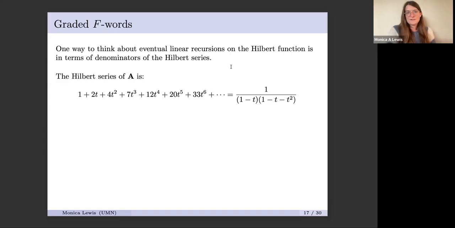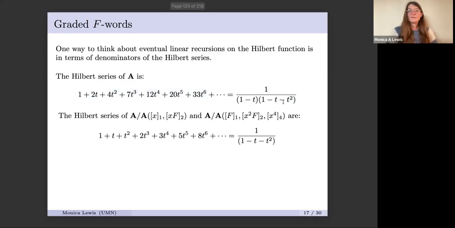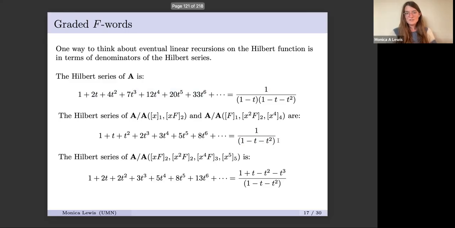So the Hilbert series of the associated graded itself in our example has coefficients 1, 2, 4, 7, 12, 20, 33. And in terms of the Hilbert series, the denominator is (1 minus t)(1 minus t minus t squared). For the first two graded modules that we looked at, A mod the left ideal (x, xf), and then A mod the left ideal (f, x squared f, x to the fourth), our coefficients were 1, 1, 1, so not quite Fibonacci yet, then 2, 3, 5, 8. So we get something that looks like this, where we have the smaller recursion in the denominator.